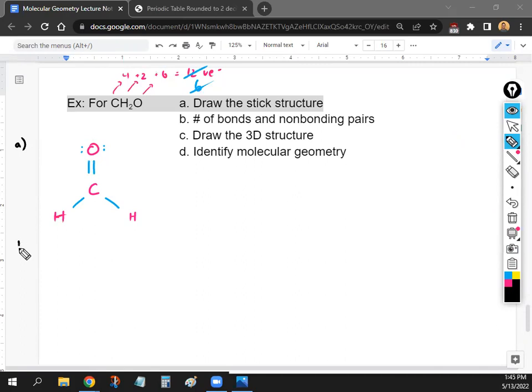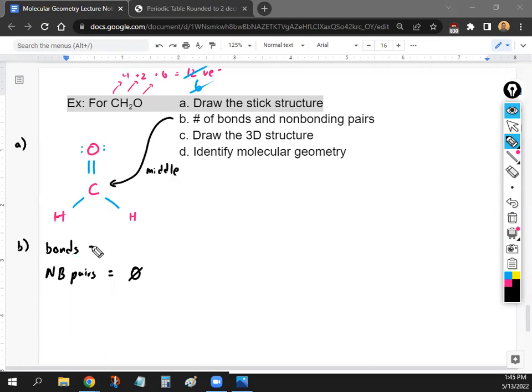All right, let's do part B. We got to count the number of bonds and we got to count the number of non-bonding pairs. Okay, let's do the non-bonding because that's easier. How many non-bonding pairs are there? Do you guys see any dots around the carbon? No, so it's going to be 0. Make sure you only look at the middle for this part right here.